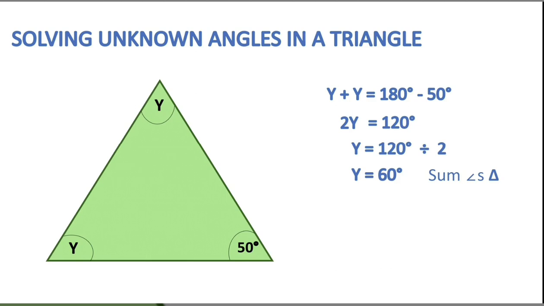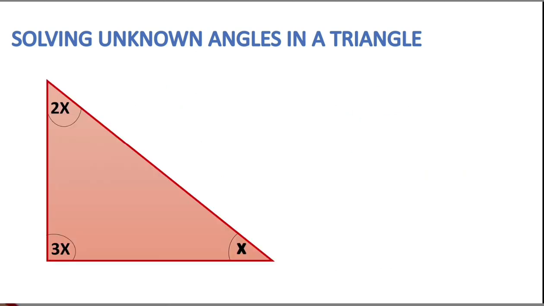In the next example, I have angles of x, 2x, and 3x. I need to solve for these unknown angles. Using the rule, the sum of angles in a triangle is equal to 180 degrees, I can state 3x plus 2x plus x is equal to 180 degrees.